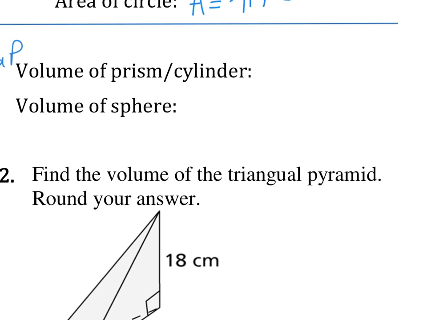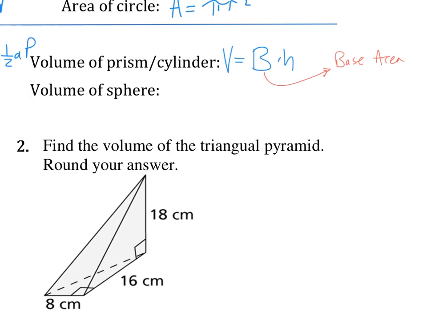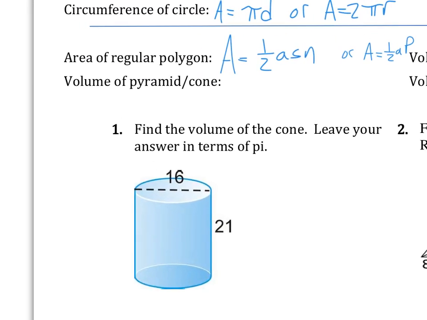Volume of a prism, well, we have to find the area of the base times the height. So remember that capital B means area of the base. It's not a length. This is base area. So you have to go figure it out, and it's different in all shapes.